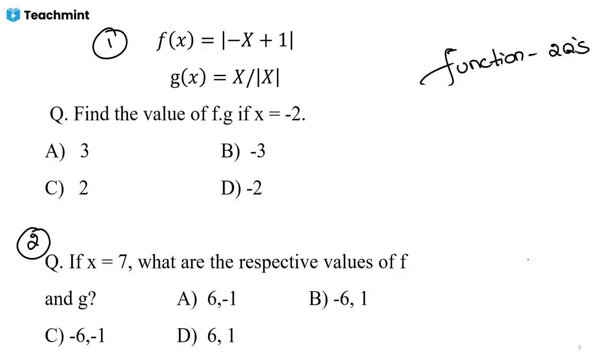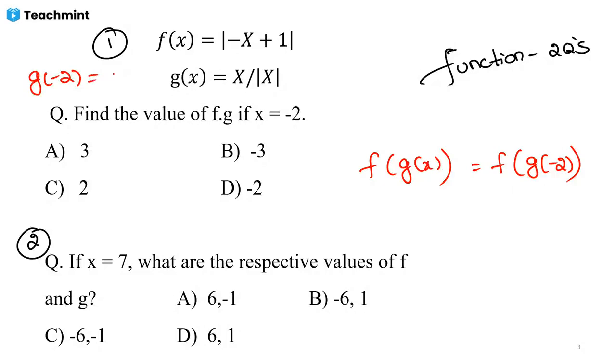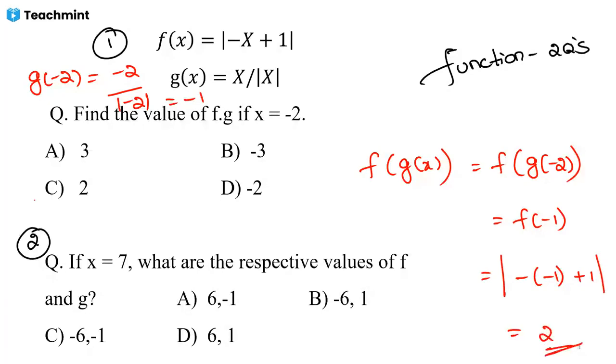Here you have to find the value of f of g. f dot g means f of g of x, which you need to calculate for x value minus 2. So f of g of minus 2. The g of minus 2 value, if you calculate, my dear friends, is minus 2 divided by modulus of minus 2, which gives minus 1. G of minus 2 is nothing but minus 1. So we need to calculate f of minus 1. Modulus of minus 1 plus 1 is equal to 2. So I hope everyone got option C.